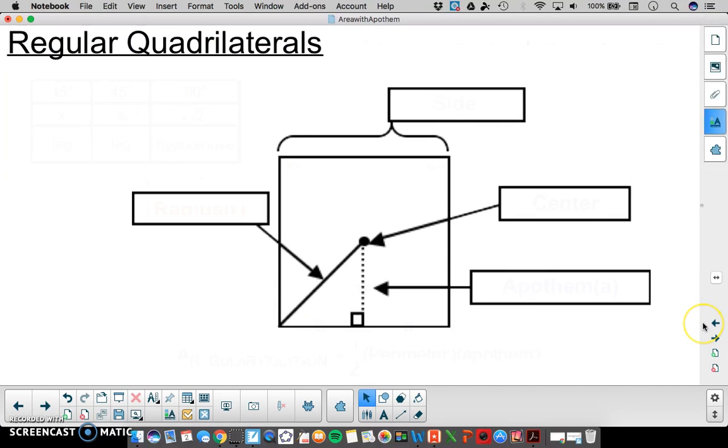Now we're going to take a look at regular quadrilaterals. A regular quadrilateral is a quadrilateral that's both equiangular and equilateral. So in other words, a regular quadrilateral is a square.